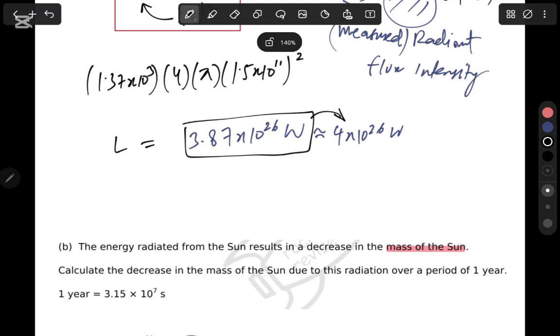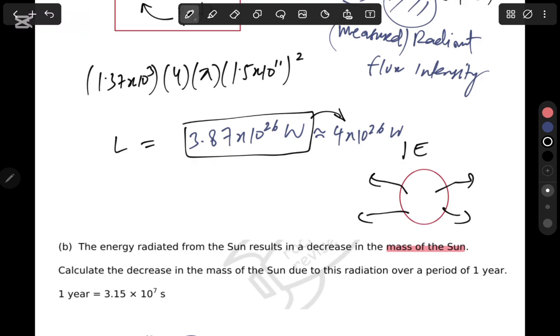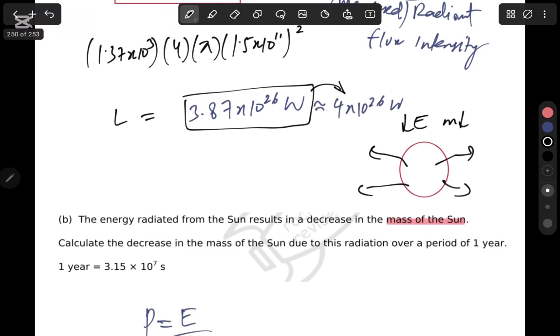The next part says the energy radiated from the sun results in a decrease in the mass of the sun. Calculate the decrease in the mass of the sun due to the radiation over 1 year. So basically the sun is going to release a lot of energy, and if energy decreases, the mass will also decrease. So we have to find this mass decrease. Now they give you 1 year is this much time.